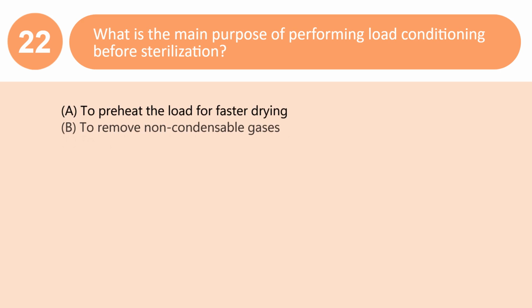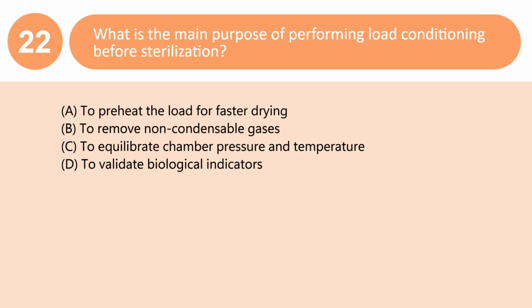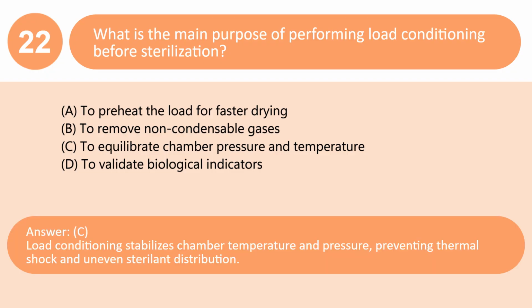What is the main purpose of performing load conditioning before sterilization? A. To preheat the load for faster drying. B. To remove non-condensable gases. C. To equilibrate chamber pressure and temperature. D. To validate biological indicators. Answer: C. Load conditioning stabilizes chamber temperature and pressure, preventing thermal shock and uneven sterilant distribution.